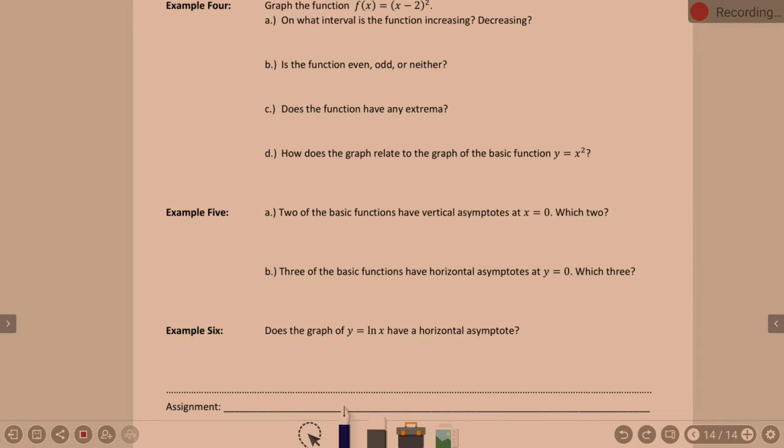It says graph this. Let's use our brains for a moment, because we don't need the calculators for this one. That's a parabola. I half agree with what he said. It's going to go right. No, it's going down. If it's in the parentheses, it's opposite signs. Is it going left or right? If it's in the parentheses, it's opposite signs going left or right.